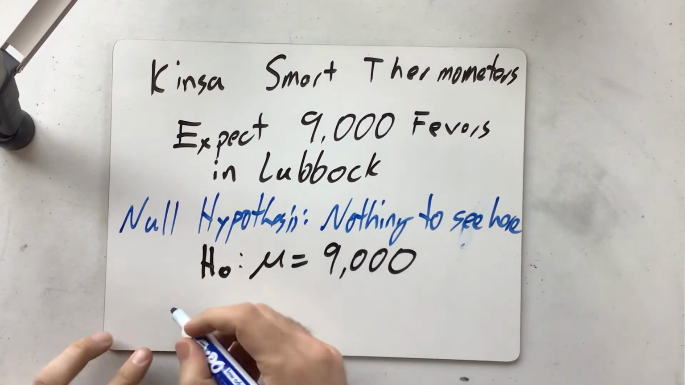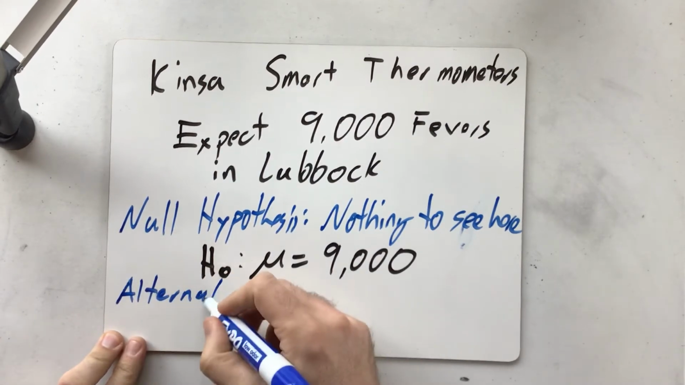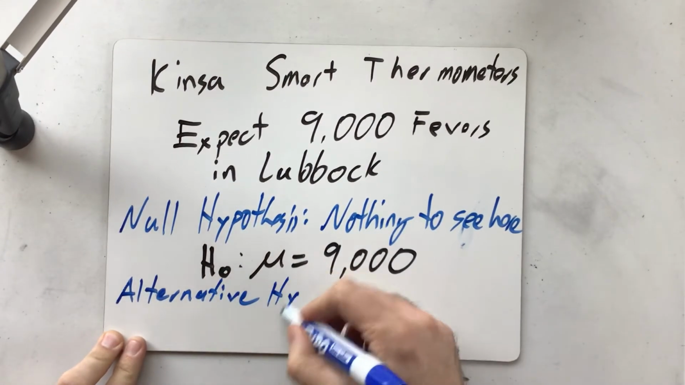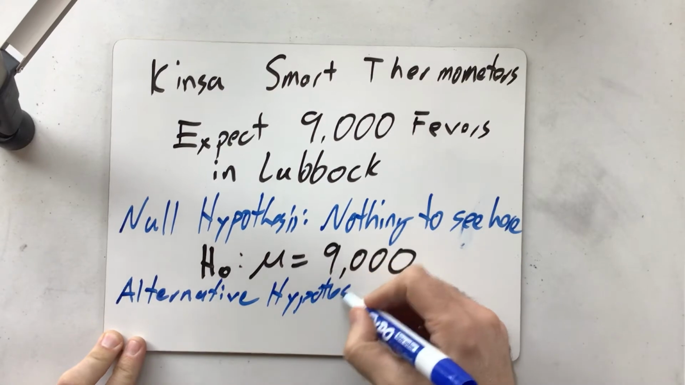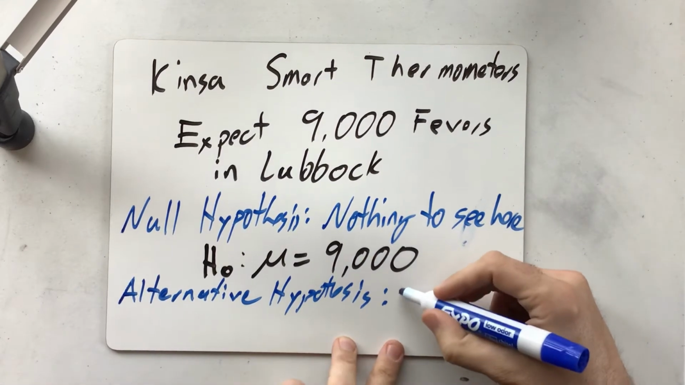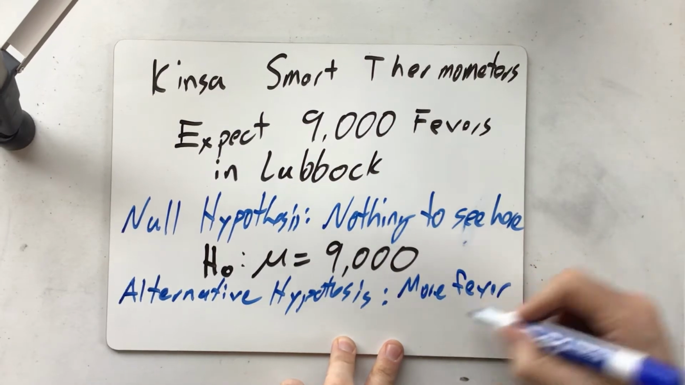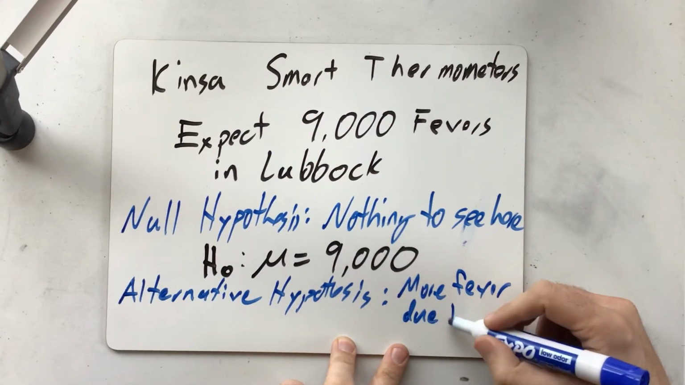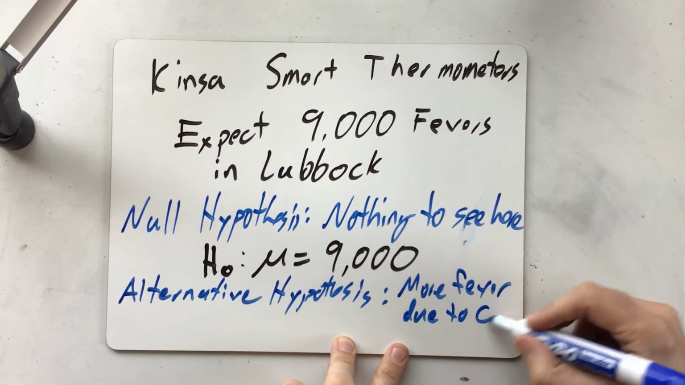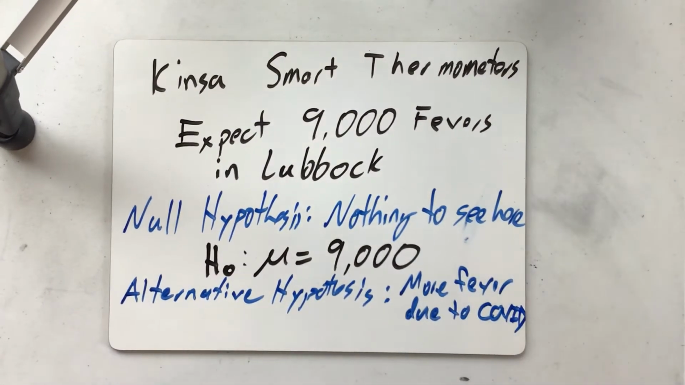But what about in a strange year? This is the alternative hypothesis. Well, you can guess that if coronavirus is running wild, we would have a lot more fevers due to coronavirus. So our alternative hypothesis is that we get more fevers due to coronavirus. Here, I'll just put COVID.